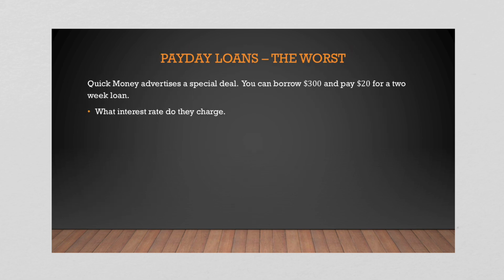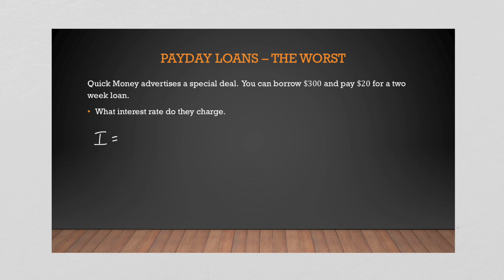And speaking of which, let's look at one of the worst types of loans you can get, and it should probably be outlawed in my opinion. And it's a payday loan. So you see places like Money Mart or Quick Money or whatever, and they're advertising payday loans. So you go in with a pay stub and they'll give you a loan. So you can borrow $300, pay $20 for a 2-week loan. So it sounds great. Look at me, they're giving me $300, but let's calculate how much interest they're actually charging you. So this is a payday loan.